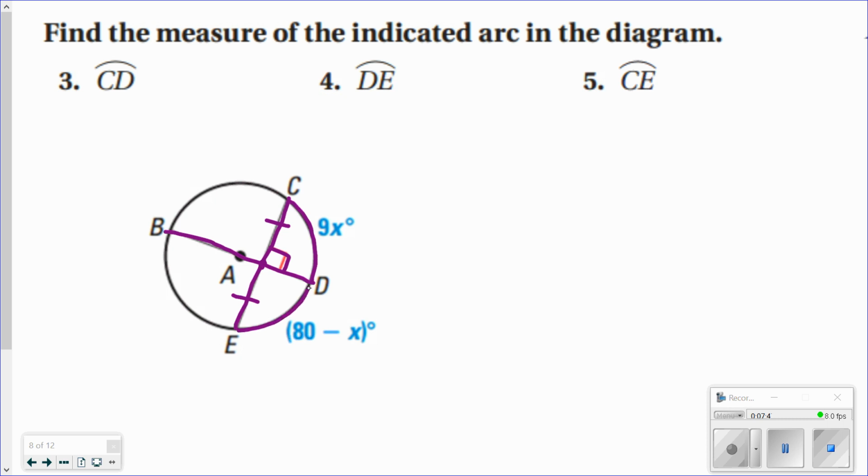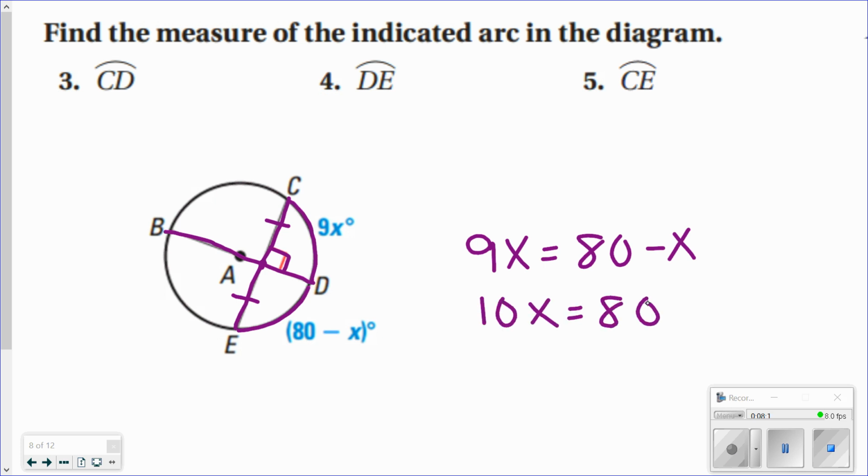So before I can figure out 3, 4, or 5, I need to set these equations equal to each other. So I get 9x is equal to 80 minus x. Or I'm sorry, I don't want to subtract 80. I'm going to add x to each side. So I get 10x is equal to 80. Divide by 10, I get that x is equal to 8.